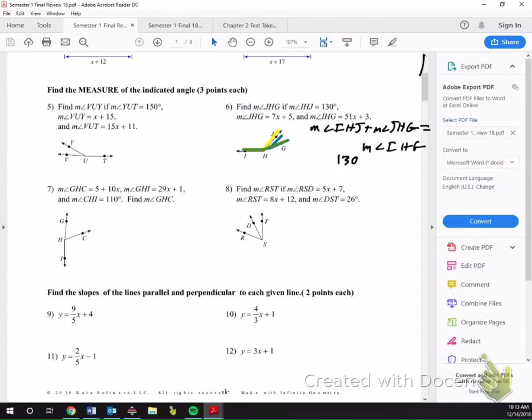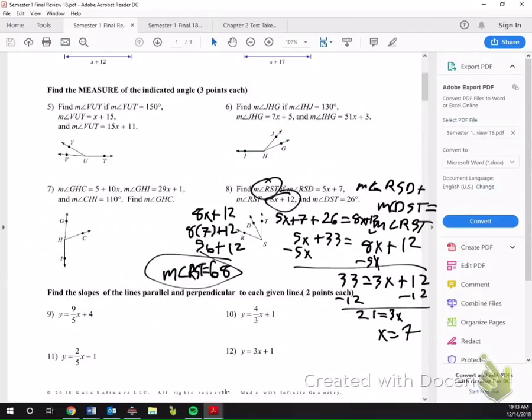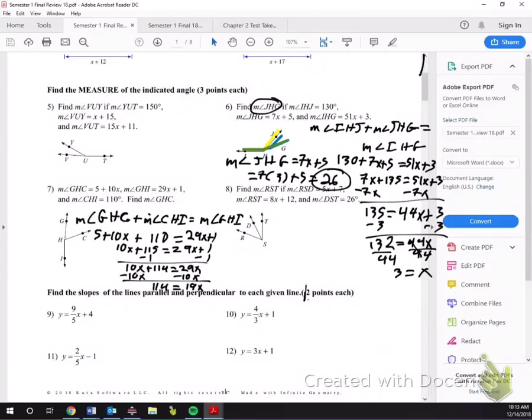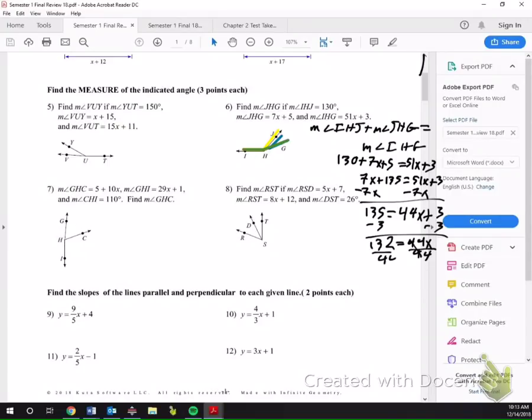Plug it in. IHJ, we're going to put 130. JHG, we put in 7x plus 5. And IHG, we put in 51x plus 3. So, go ahead, combine like terms. 7x plus 135 equals 51x plus 3. I'm going to subtract 7x from both sides. That's going to give me 135 equals 44x plus 3. Divide both sides by 44 and we get 3 equals x.